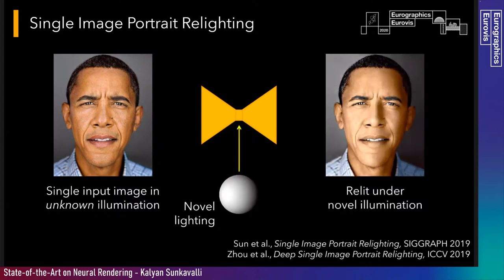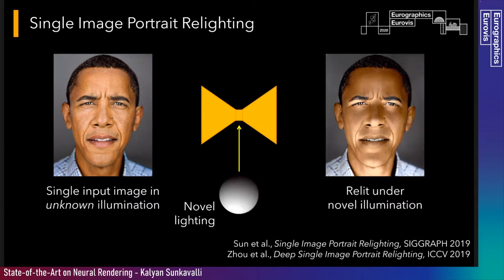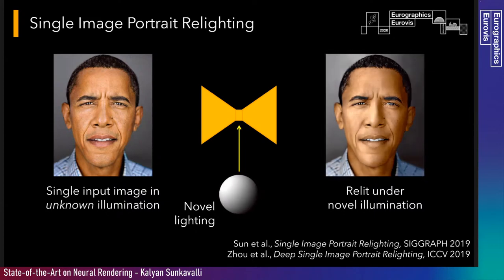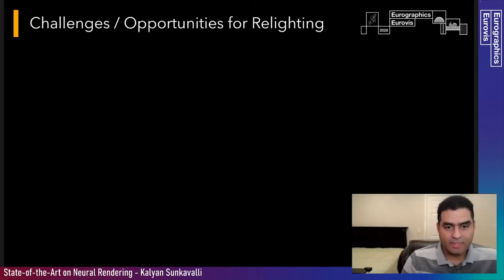Now you can see that the visual quality is not quite the same as the methods before, but remember that this is a big jump from multiple images captured in very calibrated conditions to a single image in the wild, captured in illumination that we have no idea of. So with that, I'll wrap up this section. We talked about a bunch of recent neural rendering based methods for relighting, and I want to end with a few thoughts on challenges and opportunities in the space.